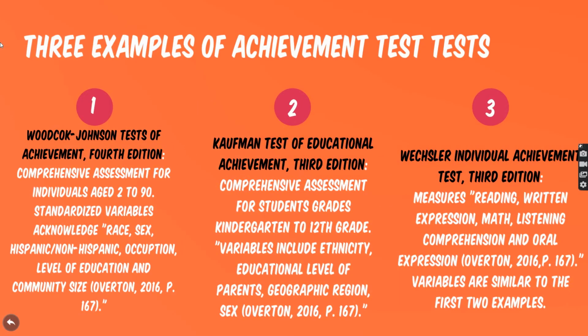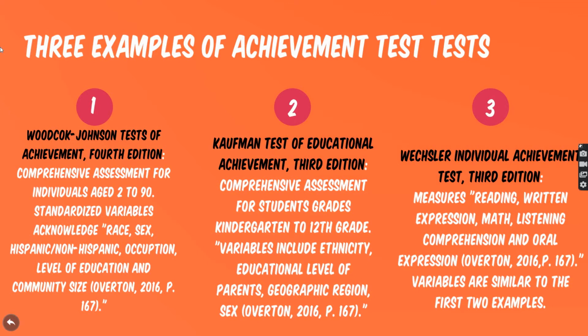Achievement tests are standardized, as mentioned before, and these occur in and out of the educational setting. The majority occur in the classroom or at the school system. Three examples of achievement tests are the Woodcock-Johnson Test of Achievement, 4th edition.